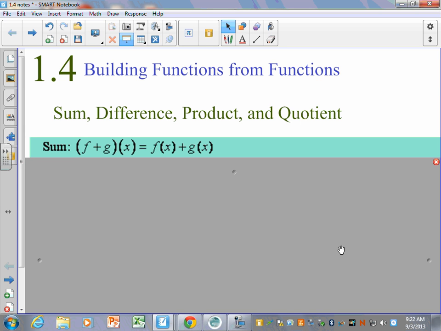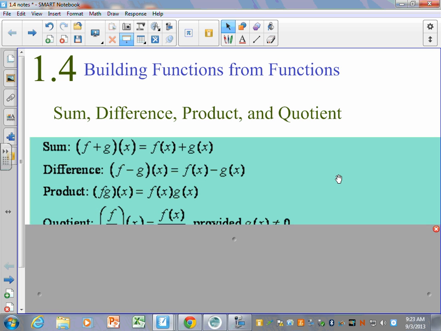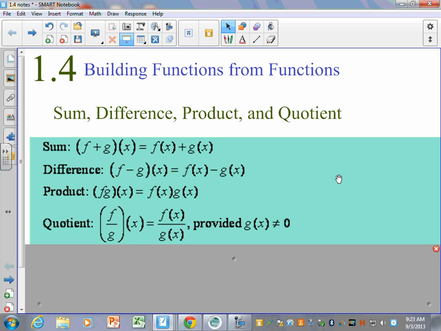So adding, subtracting, multiplying, and dividing. It's really exactly what it says. It's just making sure you know the notation there. If you add two functions, they write it like this, but it just really means you add two functions. I'm just going to show you all these because I feel like it's not that exciting.